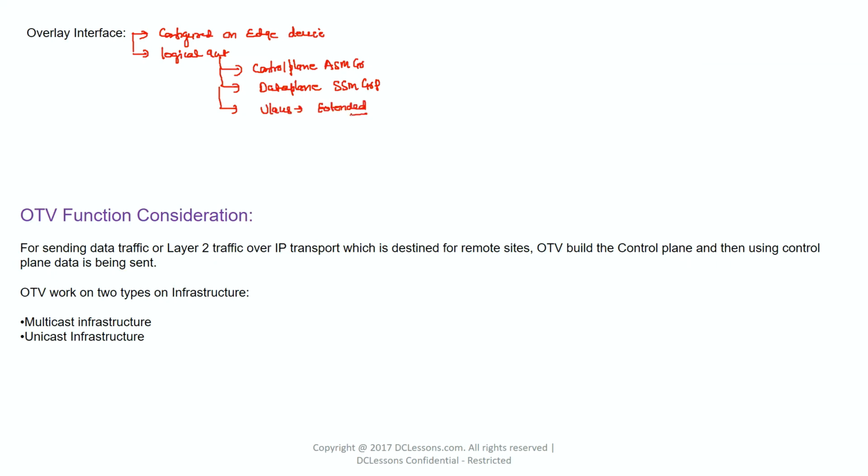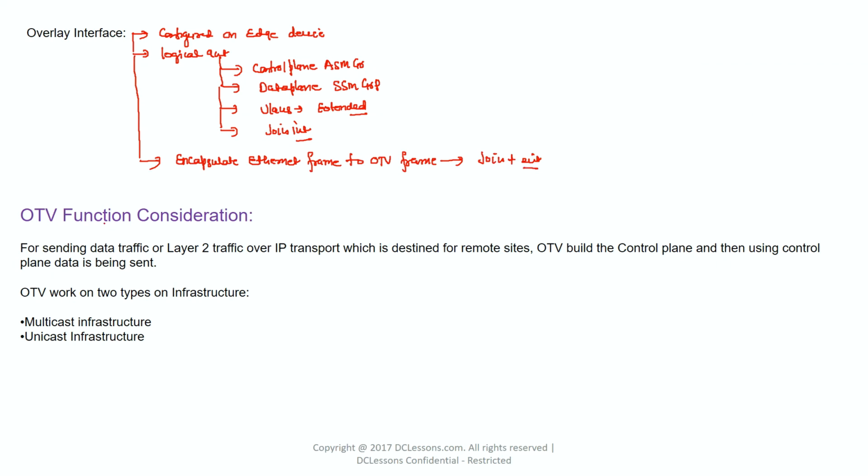So all VLANs, like 10, 20, 50, 40, that need to be extended between sites are configured here, along with the information of the join interface, the layer 3 interface to which the OTV header is to be sent and further encapsulated into the IP frame. The last function is that it encapsulates the Ethernet frame into an OTV frame and sends it to the join interface.